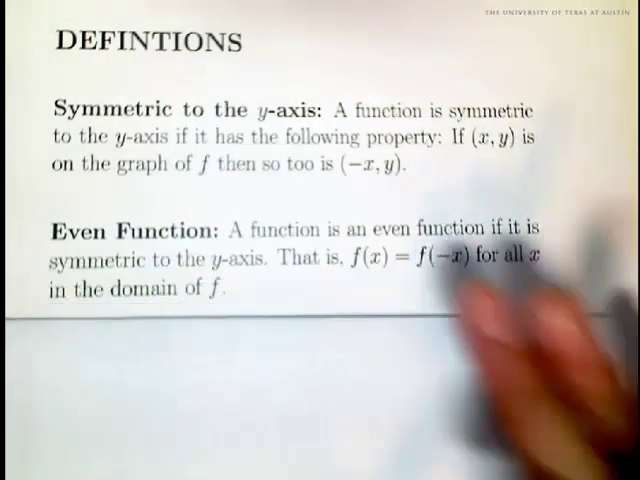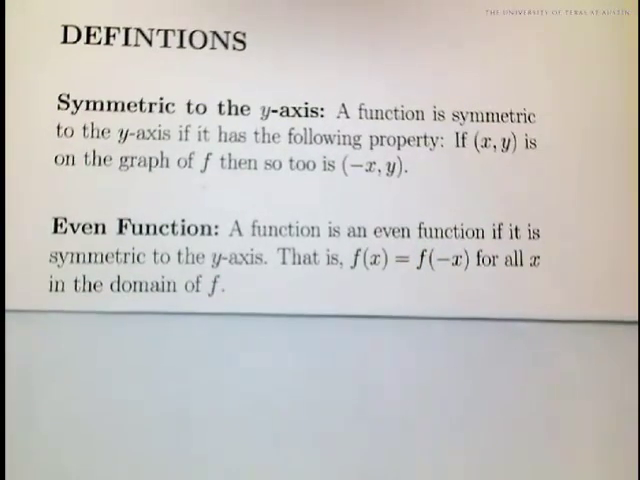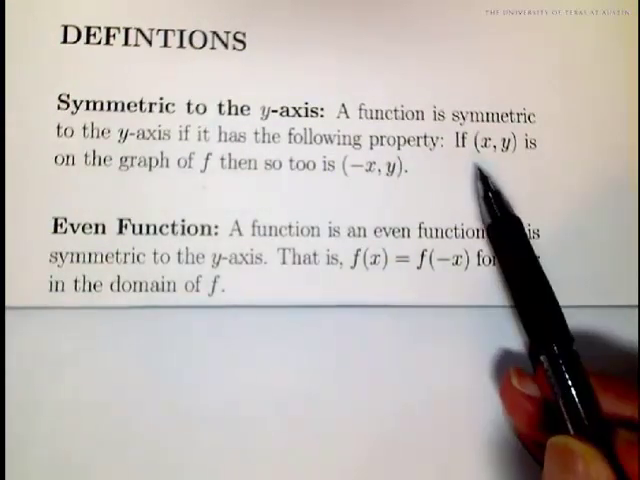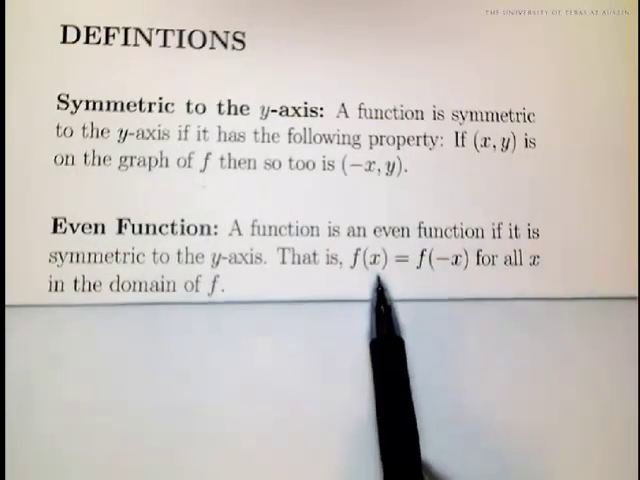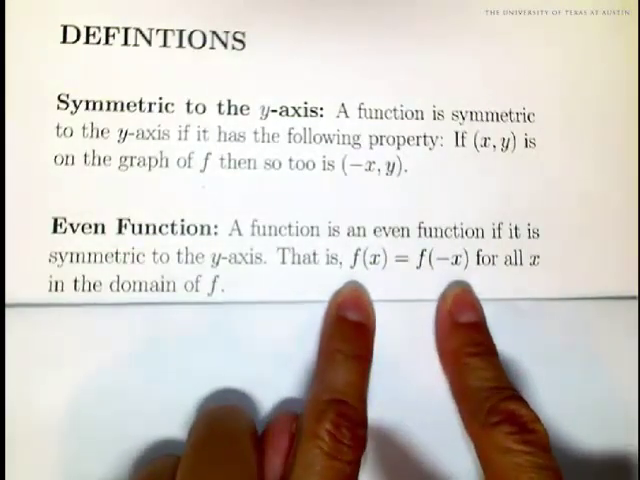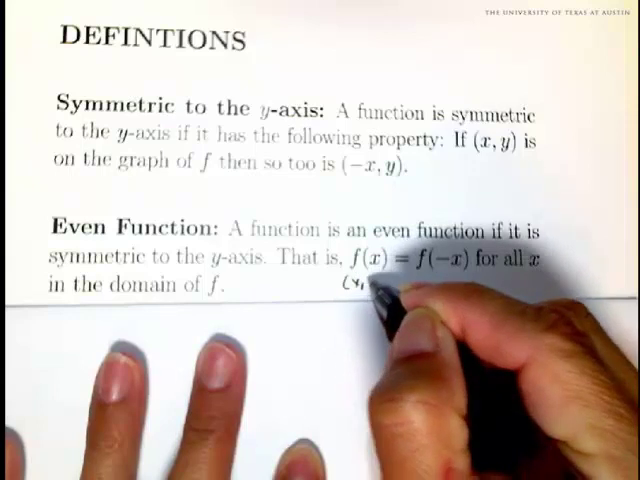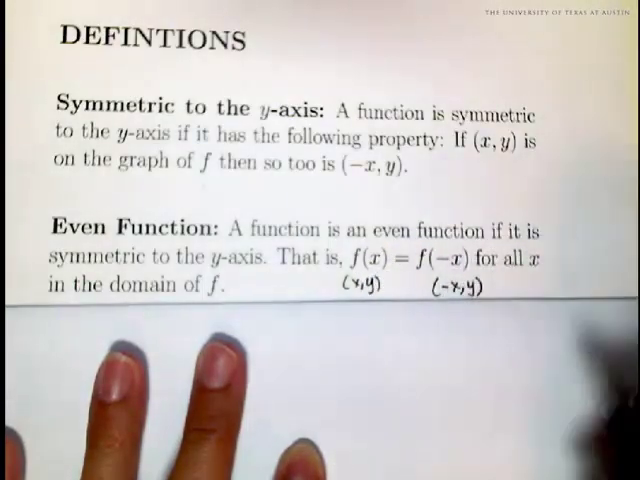Let's see what that definition is. A function is an even function if it is symmetric to the y-axis. That is, f of x equals f of negative x for all x in the domain of f. So that looks a little different than what I've set up here, but it's really the same thing. It's saying that x gets mapped to this y, and so too does negative x. So this corresponds to the point x, y, and this corresponds to the point negative x, y.